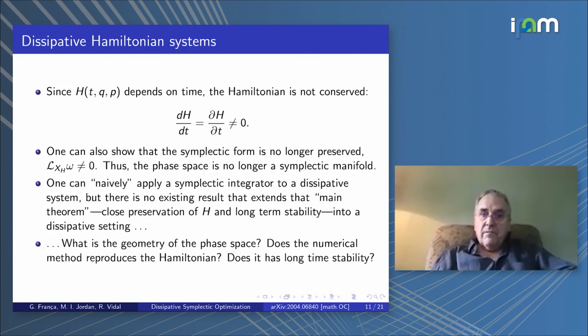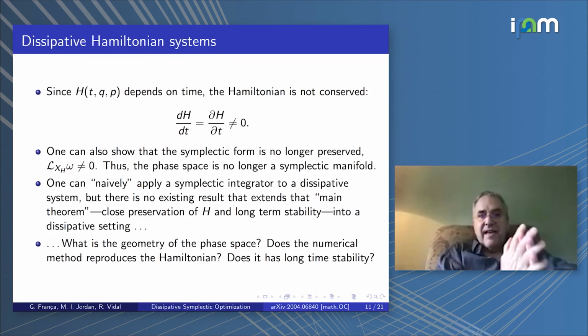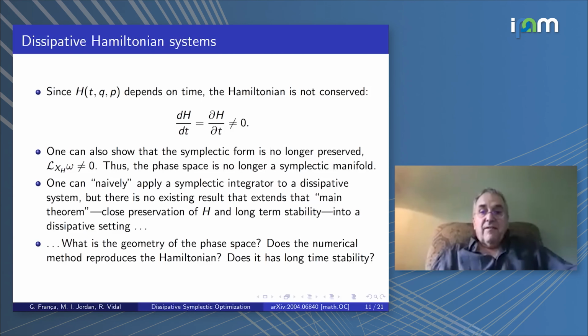Okay, so we want to nonetheless work with Hamiltonians. We just don't expect anymore that dH/dt will be equal to zero. We also don't expect that the symplectic form will be preserved, that the Lie derivative will be zero. All right, so you could naively try to apply symplectic integrators nonetheless, and that's kind of what we did in our early numerical work, and they may work, but we lost the mathematics.